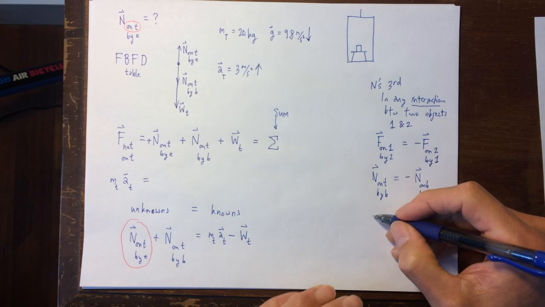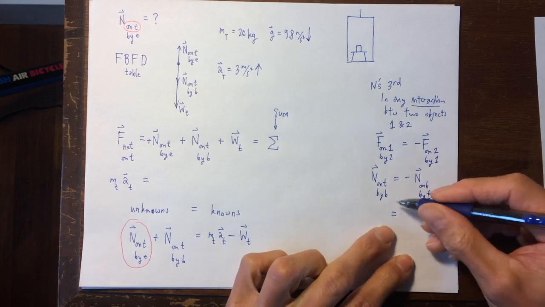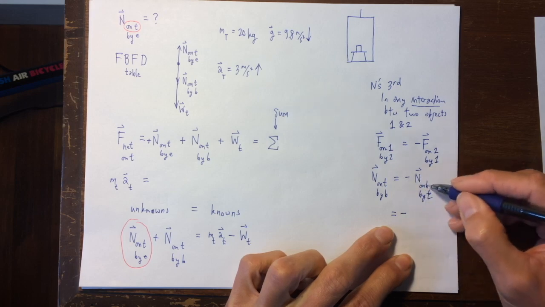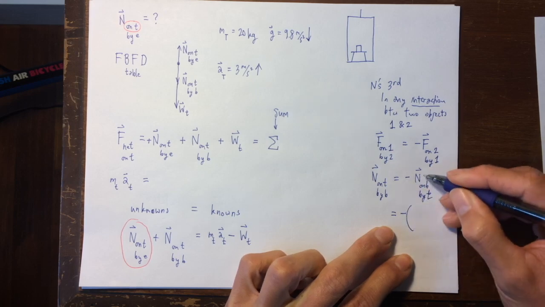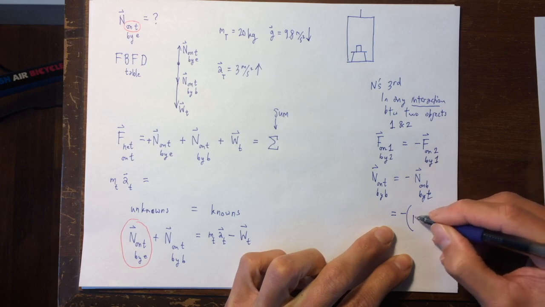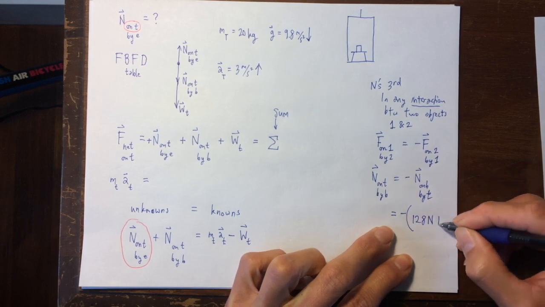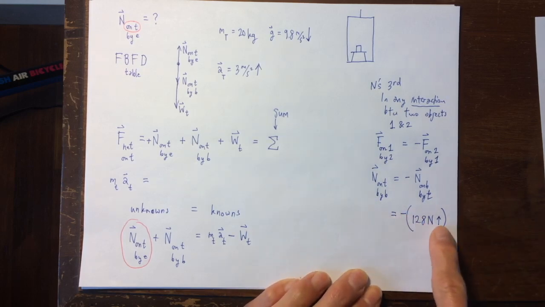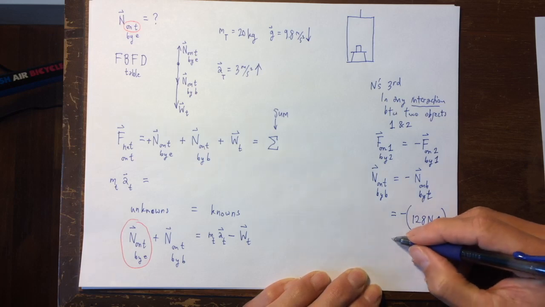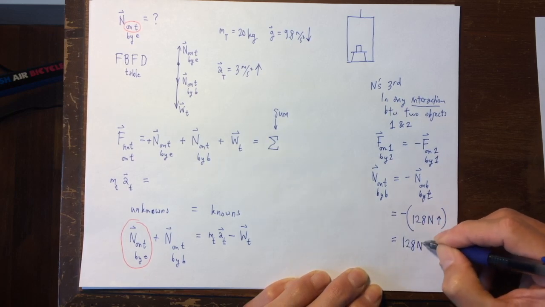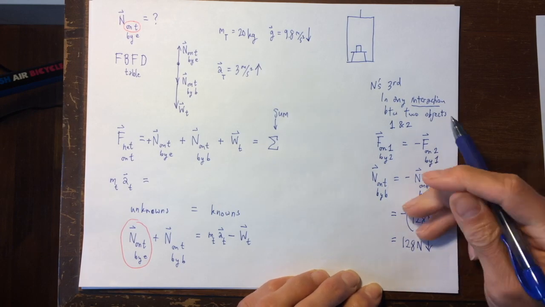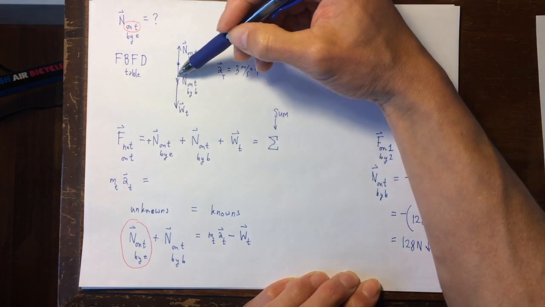So what this means is the normal force on the table by the box is the negative of the normal force on the box by the table, and the normal force on the box by the table is 128 newtons upwards, like this. So negative upwards is 128 newtons downwards. So I'm going to use this as 128 newtons downwards. So this is the normal force on the table by the box. Here it is. This is the arrow representing the normal force.